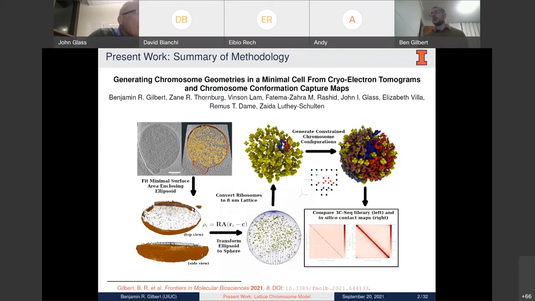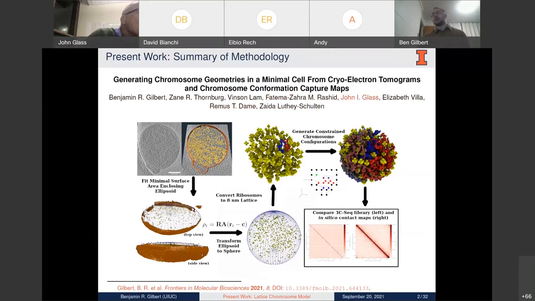So first off, we recently published a paper on this topic with collaborators at UIUC, Zane Thornburg and my advisor, Professor Klaus Schulten, collaborators at the University of California, San Diego, Vincent Lam and Professor Elizabeth Villa, collaborators at Leiden University, Fatima Zahra Rashid and Professor Remus Dame, and then of course, John Glass.